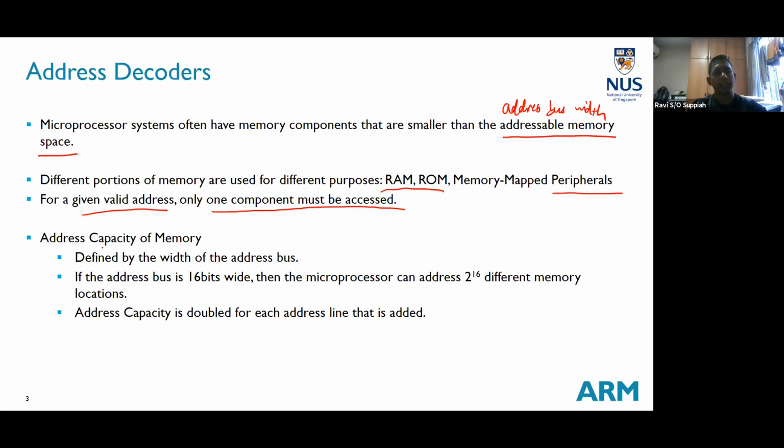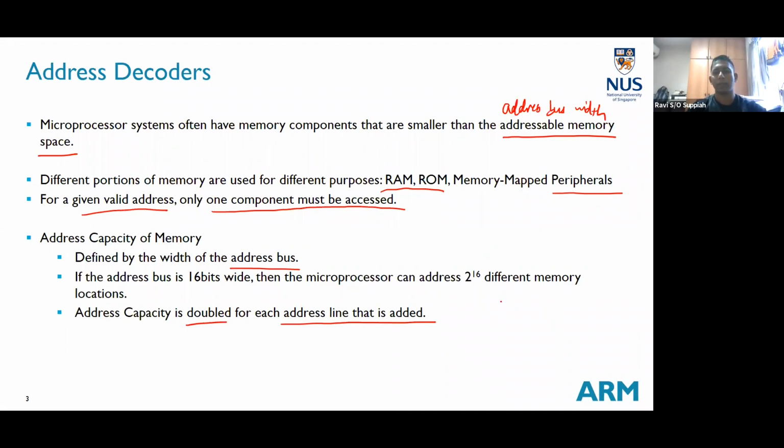Now, the address capacity of memory is defined by the width of the address bus, and it tells us how many address locations, or how many different memory locations, we can actually access using this address bus. Address capacity doubles for every address line that is added. So from 7 bits to 8 bits, it doubles.